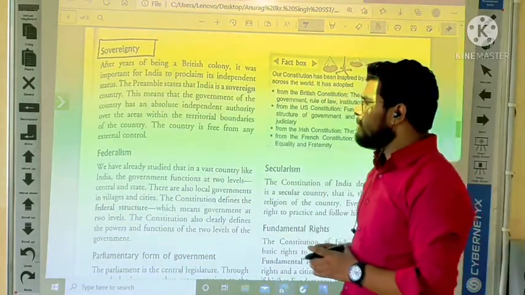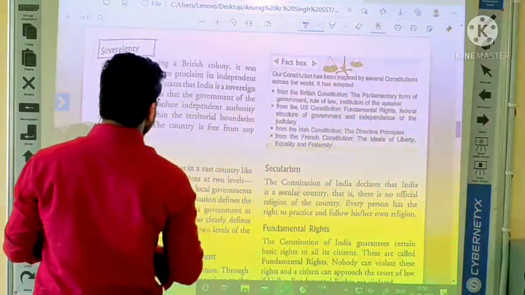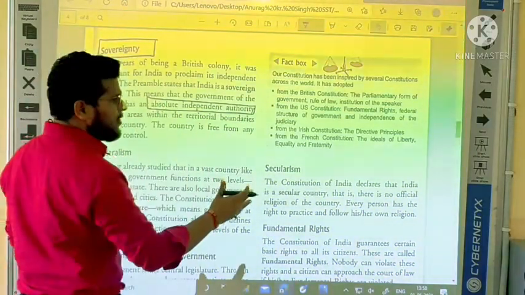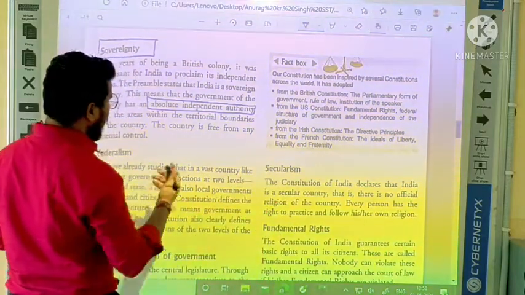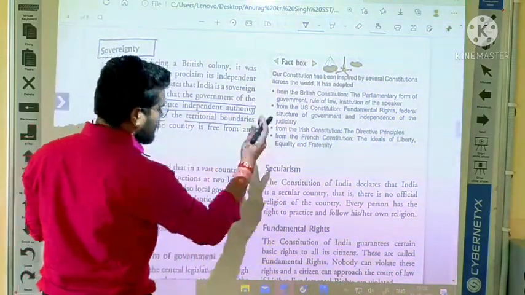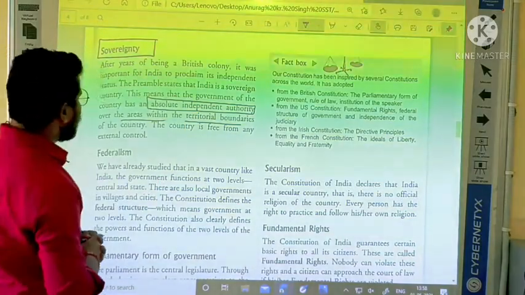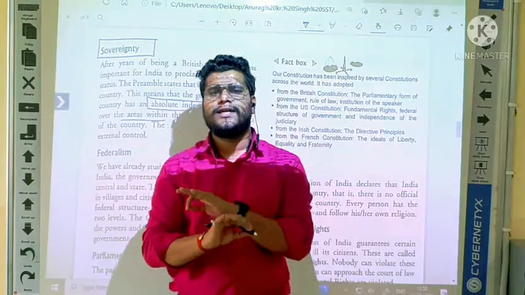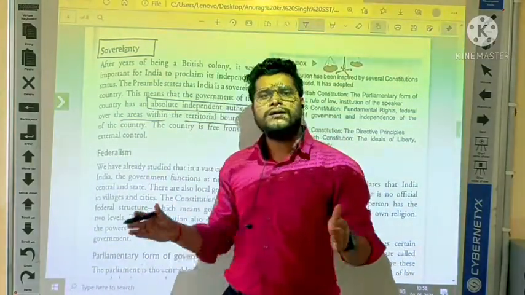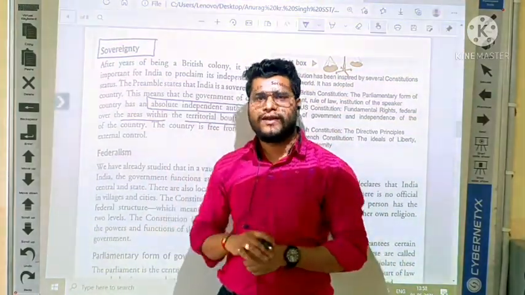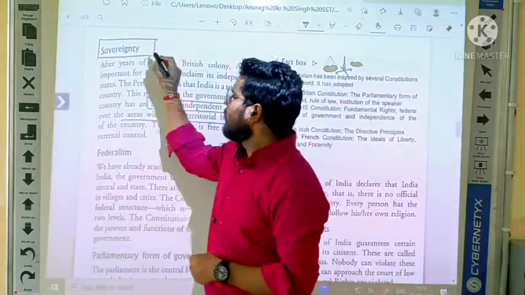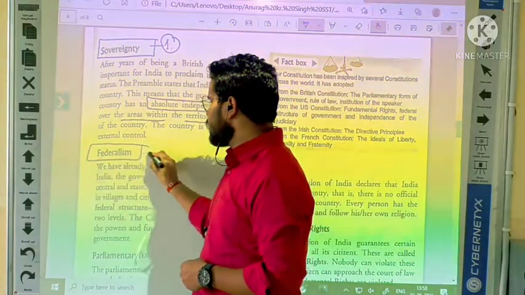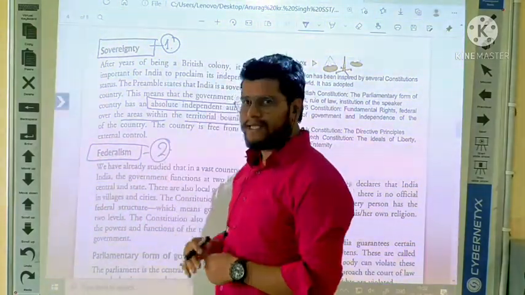Okay, sovereignty means the government has absolute independent authority. No one can restrain it over the areas, over the territories that we have. Okay, students? It means, in simple words, you can say that there is no external control on our country. That is called sovereignty. Okay? So after this one, come to the second vast meaning, federalism.